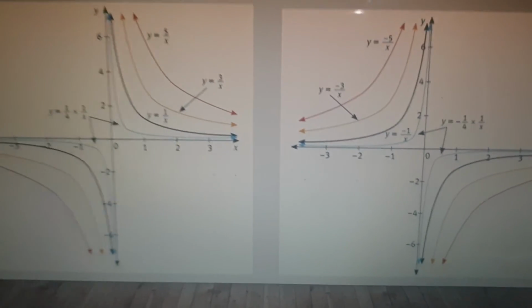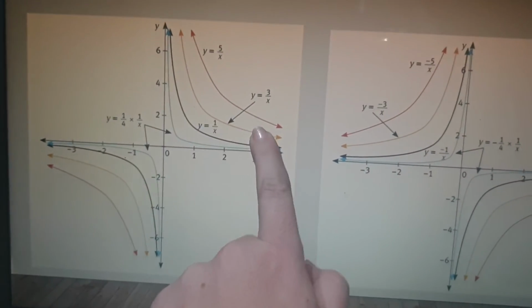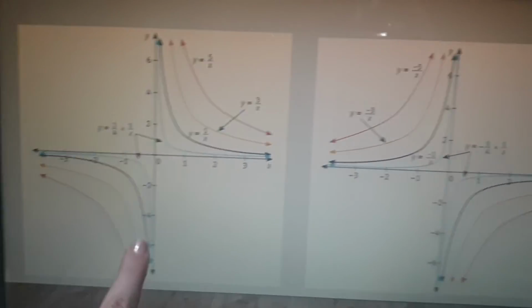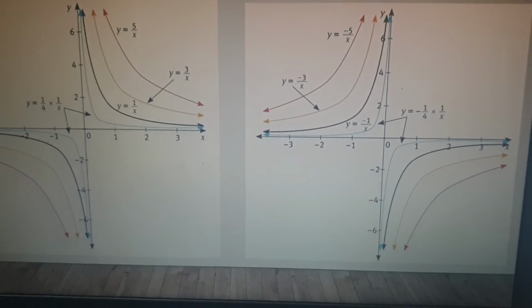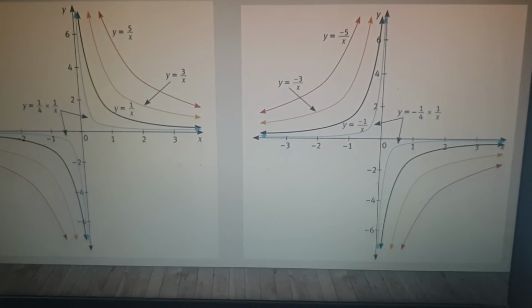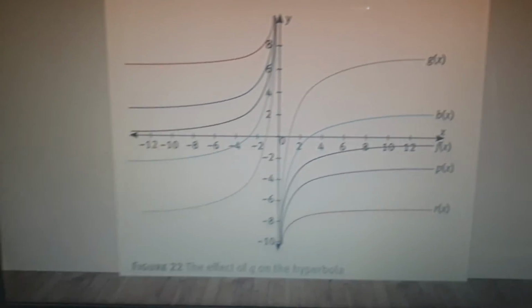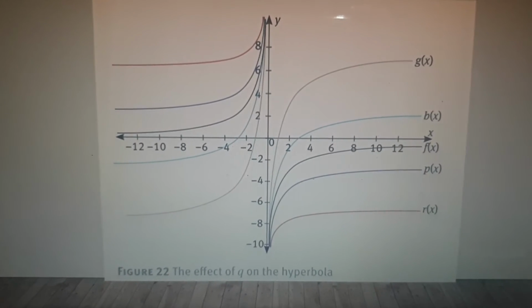Do you see that it's only moving to different quadrants? Bigger than 0, we have our graph in quadrant 1 and 3. Smaller than 0, we have it in 2 and 4. Okay. Now let's have a look at the influence of q.